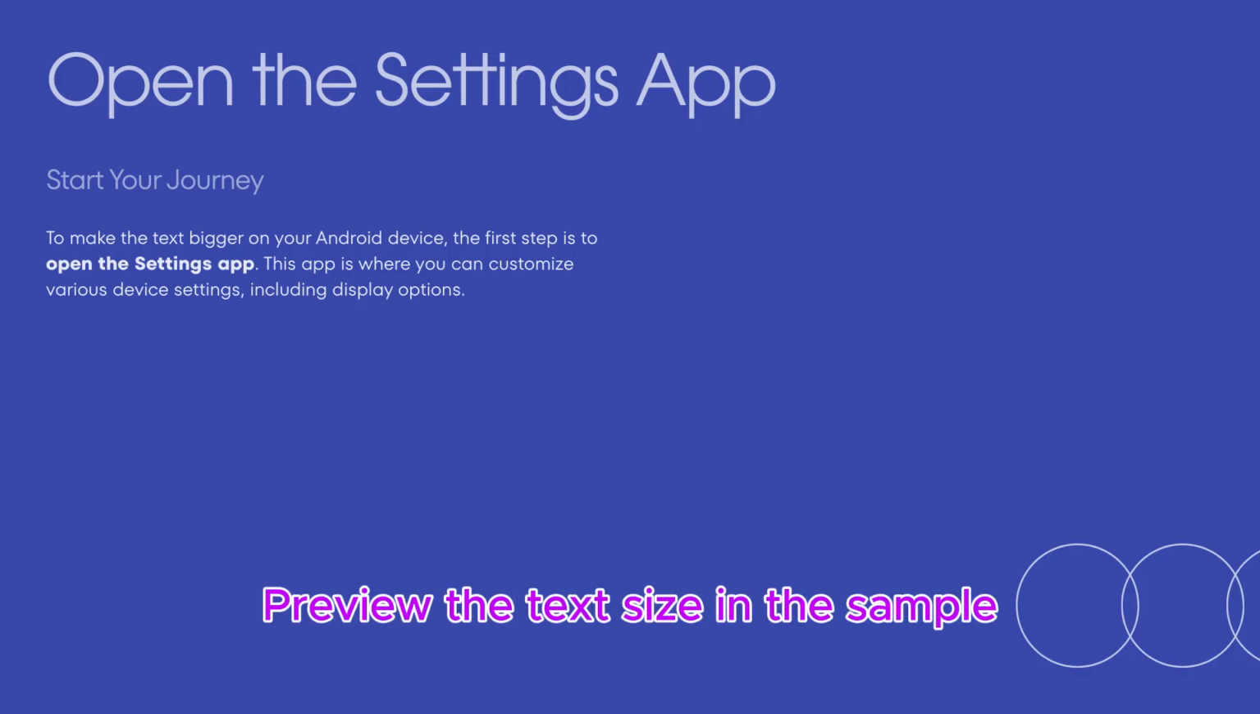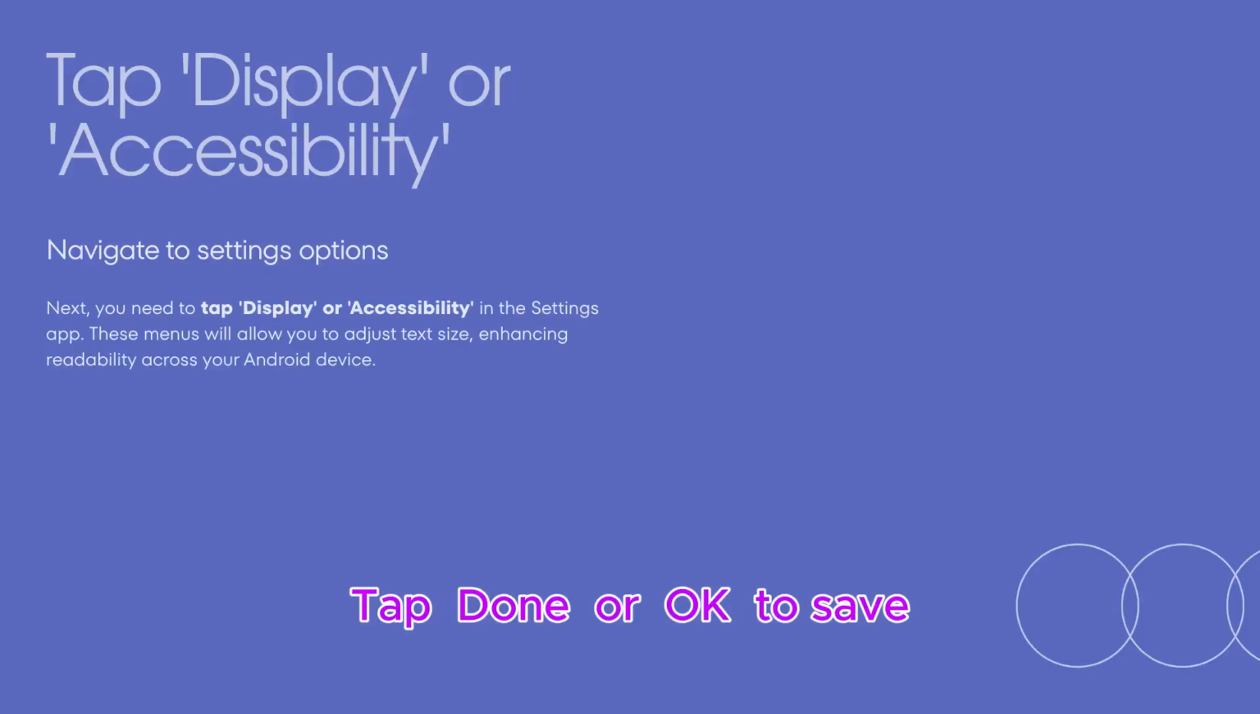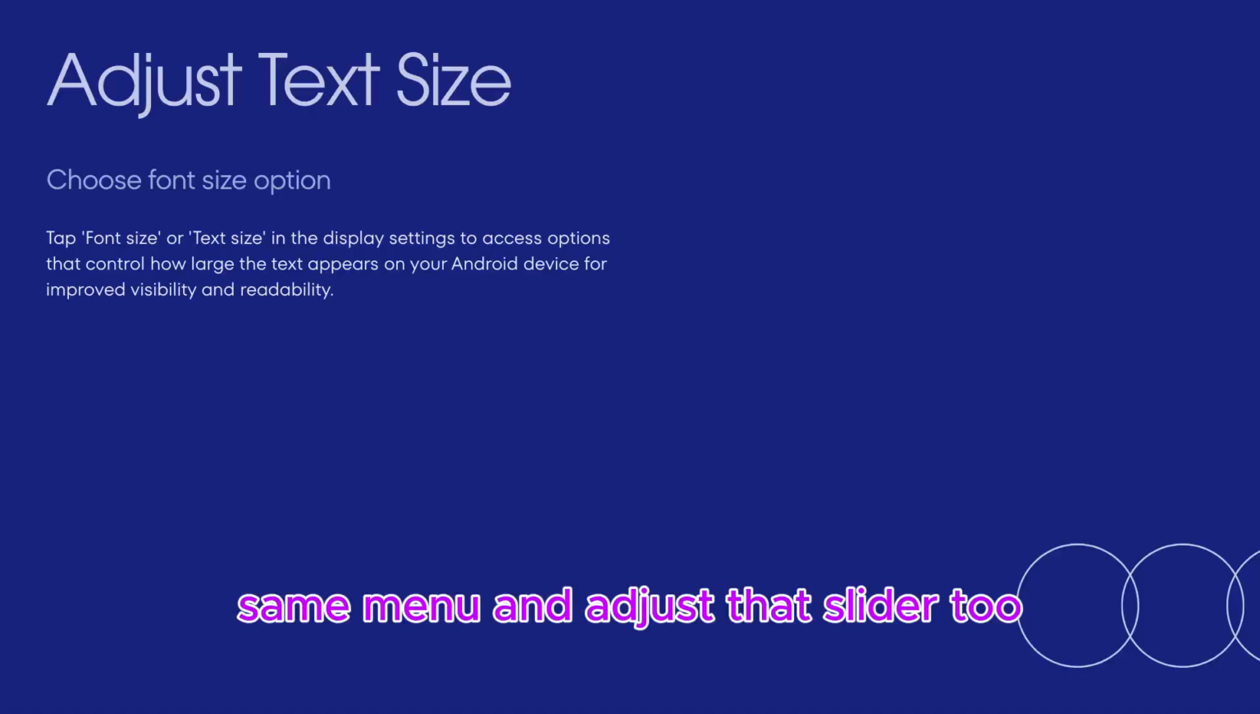text larger, preview the text size in the sample text above the slider, tap Done or OK to save. For even larger text, tap Display Size in the same menu and adjust that slider too.